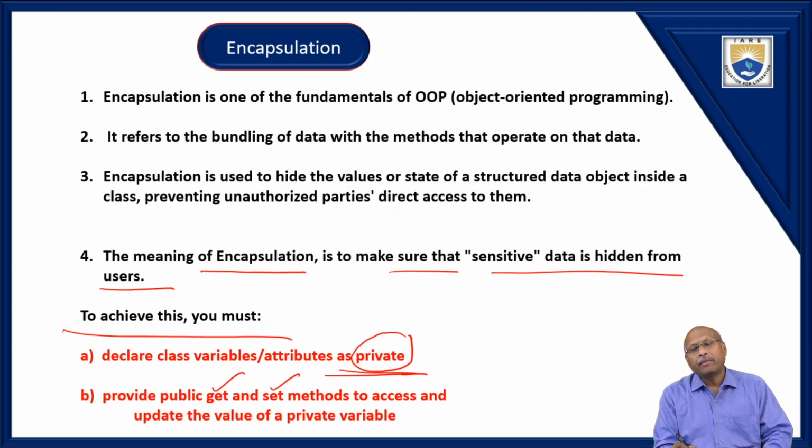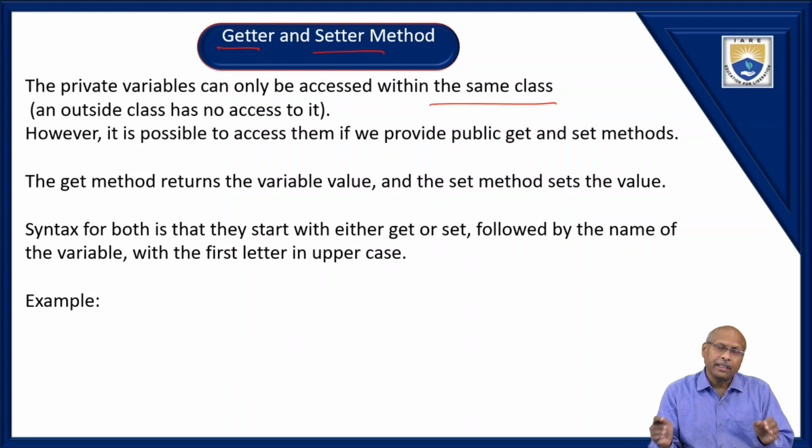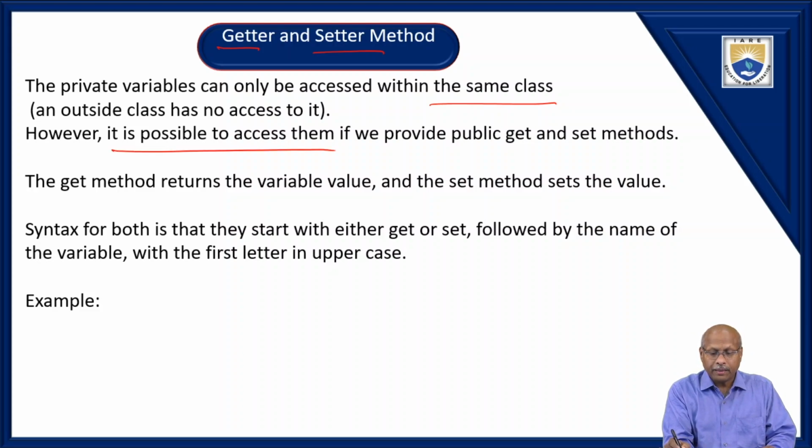So remember, whenever you want to access any private data, you should use the getter and setter methods. With the help of the getter and setter methods, you can access, change, or update. The 2 important methods: one is getter, the second one is setter. The private variable can only be accessed within the same class. You know that private data is accessible within the class only. You cannot access it outside the class. So it is possible to access it if you provide getter and setter methods.